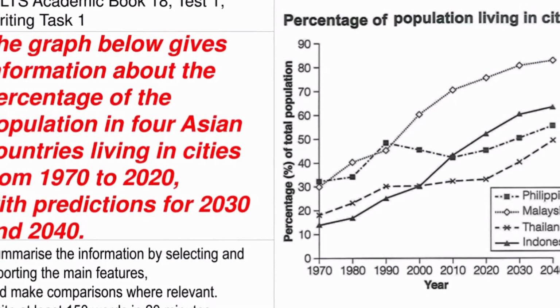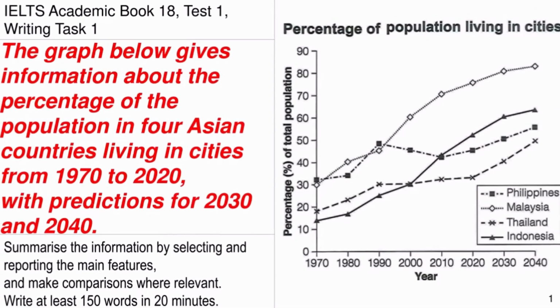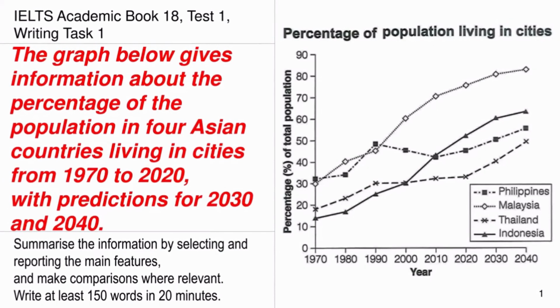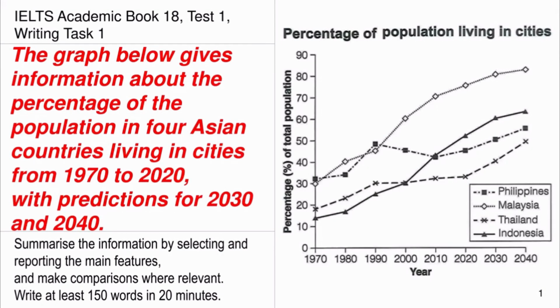Today we are going to discuss the IELTS Academic Book 18 Test 1, the Writing Task 1. The graph below gives information about the percentage of the population in 4 Asian countries living in cities from 1970 to 2020 with predictions for 2030 and 2040.